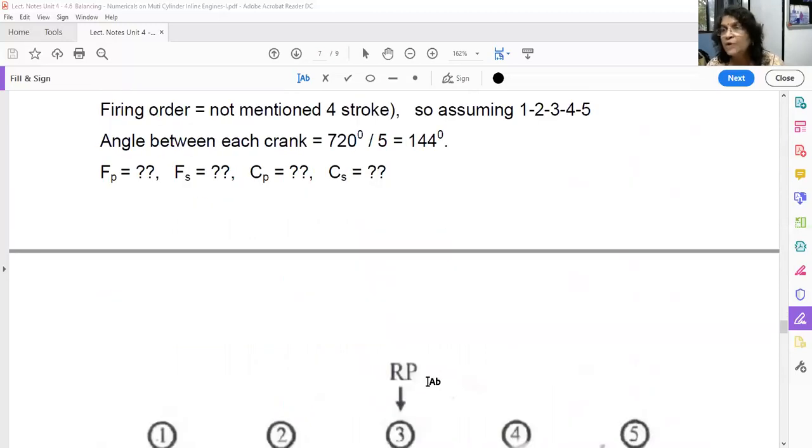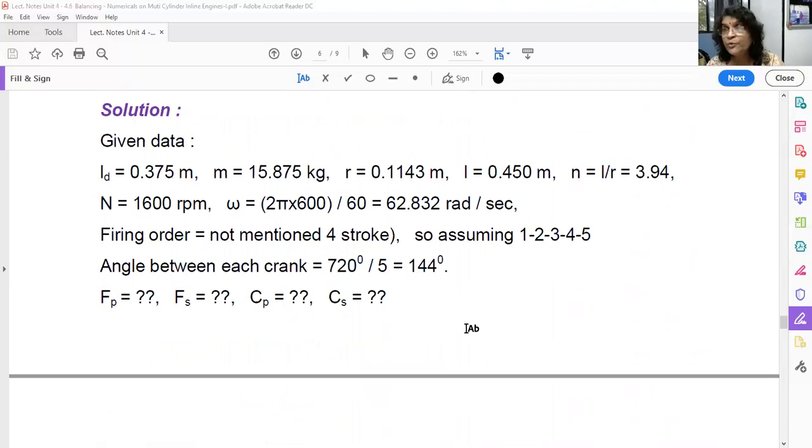So I hope you understood the 2 problems. In the next lecture, we are going to solve 2 problems again. One will be on a 6-cylinder engine, and the other maybe on a 4 or 5-cylinder engine. So let us stop here. Thank you very much.